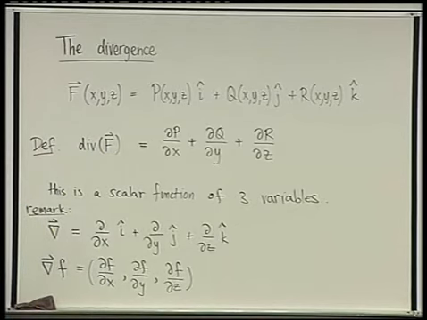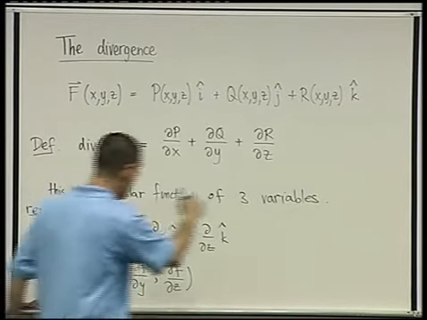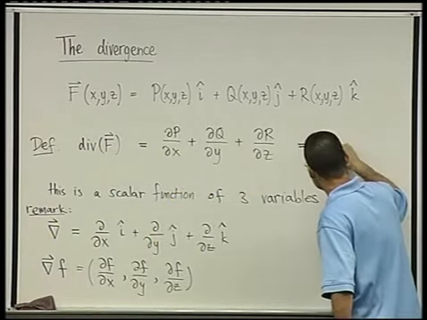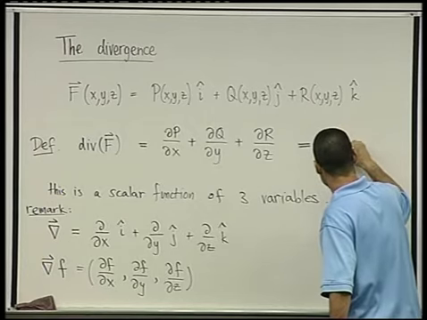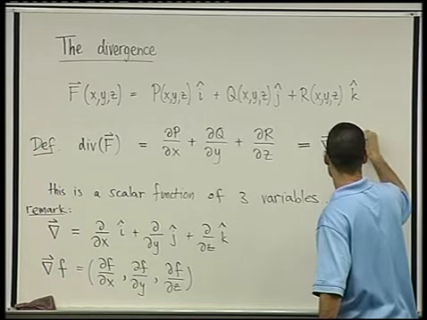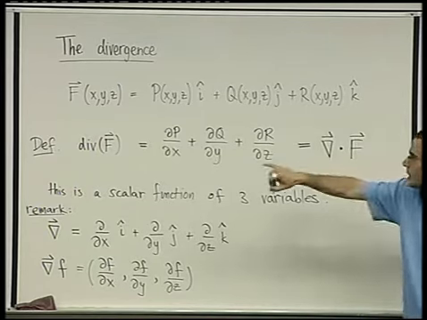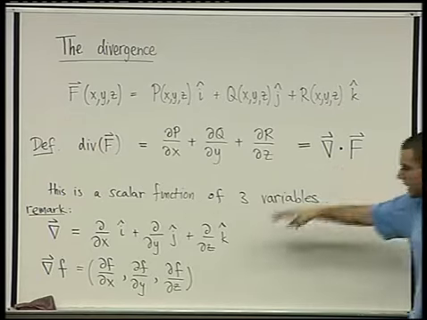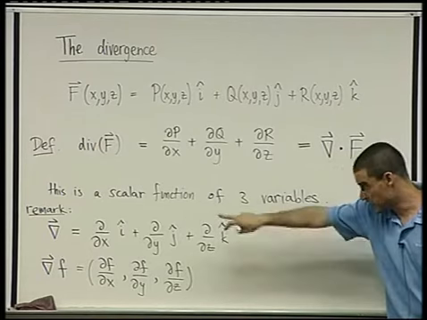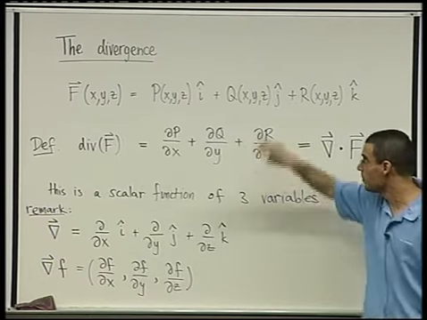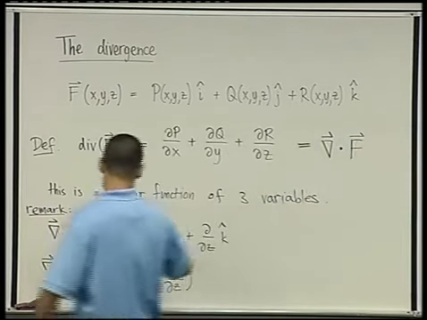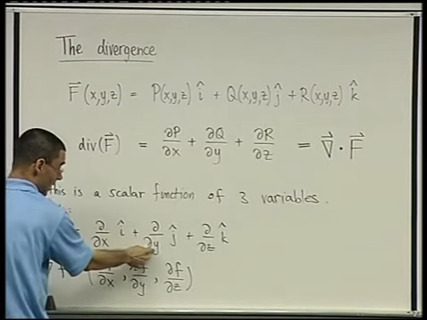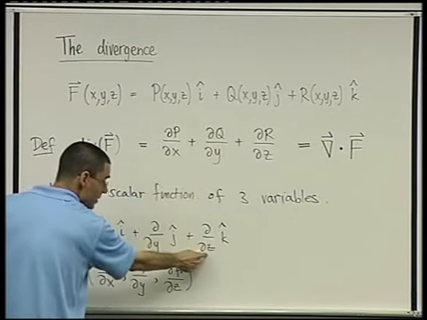Do you agree? Now, this thing is also denoted another way: take this operator and do dot f. This is alternative notation for the same thing. And why does that make sense? Think of this operator. It has three components. Dot it with f, p, q, r. So what do you get? You get this times p plus this times q plus this times r.